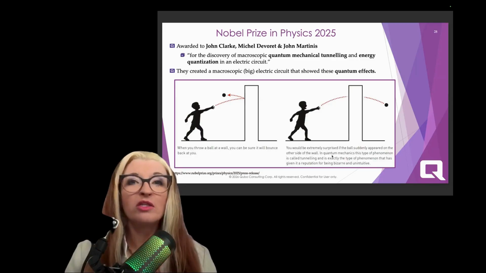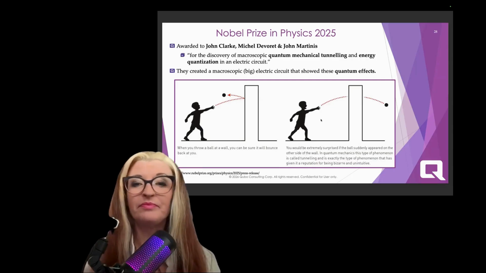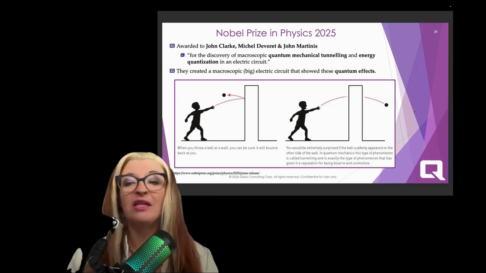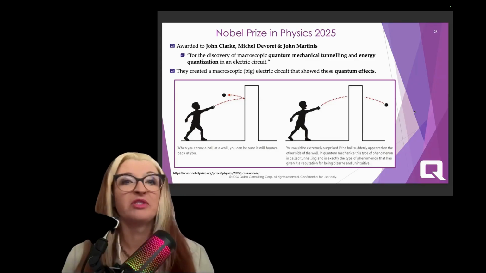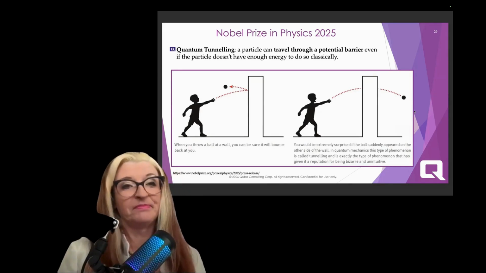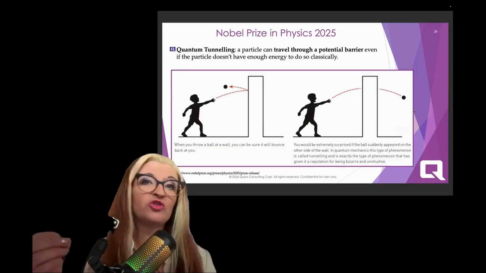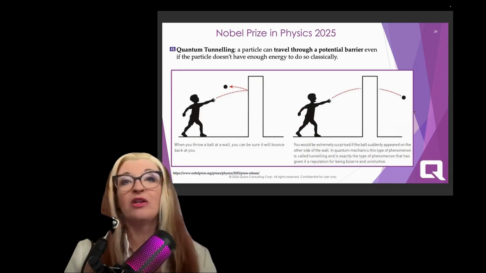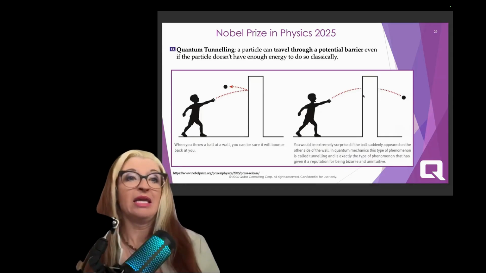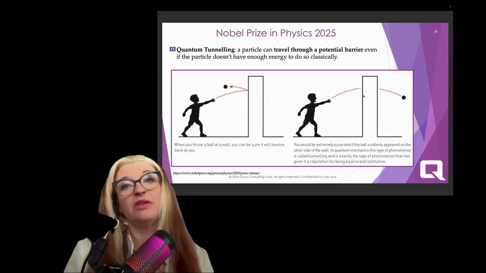And so in quantum mechanics, this phenomenon is called quantum tunneling. It's very bizarre, and it happens in everyday life, which I'll go through in just a second. So the official definition of quantum tunneling is that a particle is able to travel through what's called a potential barrier, basically like a wall. You could think of it like a wall. Even if the particle doesn't have enough energy to do that classically.